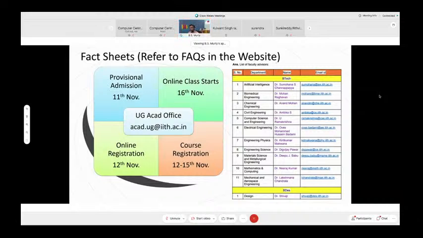Let's hope this will happen very soon. And a list of all the faculty advisors for each of the departments is listed here. All this is available on the website for you to have a look, and you can be in touch anytime with all the faculty advisors, with their email addresses which are available.